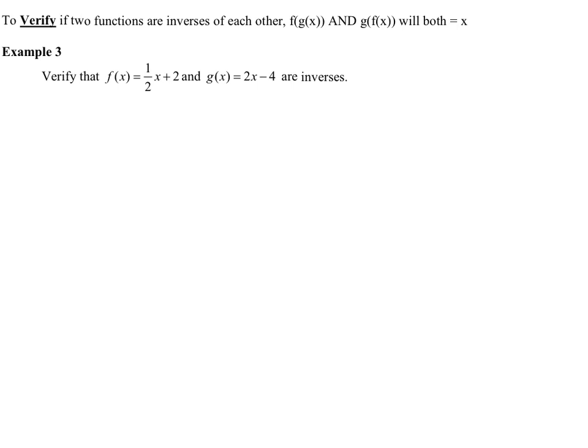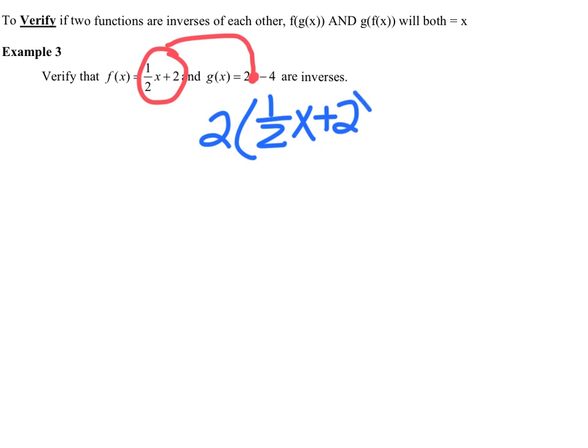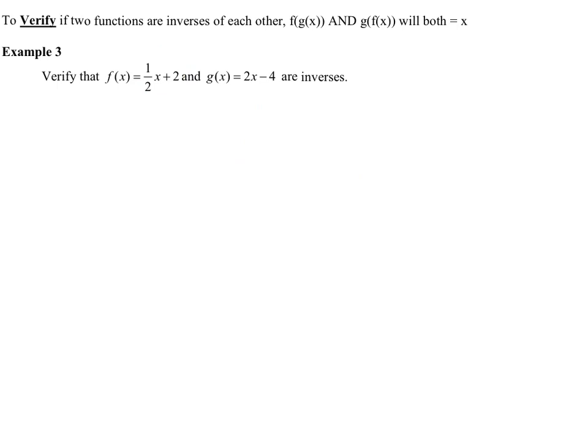So now I have to take the f of x function and put it into the g of x function in place of x. So now I need 2 times, and then instead of x, I want 1/2 x plus 2. I want the whole other function, and then minus 4. So now I can simplify this. 2 times half of x is x. 2 times plus 2 is plus 4. Minus 4. x plus 4 minus 4 equals x. Therefore, they both equaled x, and we have verified it. You've shown me on the paper that they both equal x with check marks. They are inverses of each other.